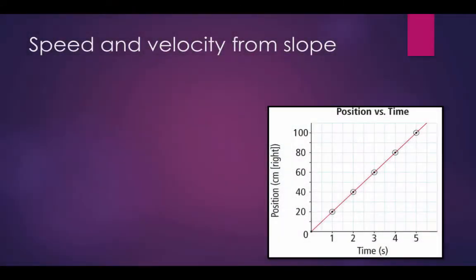Let's use the slope equation to calculate the velocity. Slope equals rise over run. Rise is change in y, which is y2 minus y1, and run is change in x, which is x2 minus x1. From our graph, we can choose any 2 points that are on the line, which in this case are all the points, since the line passes through all points.